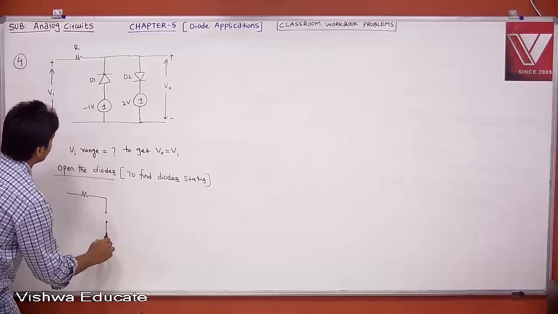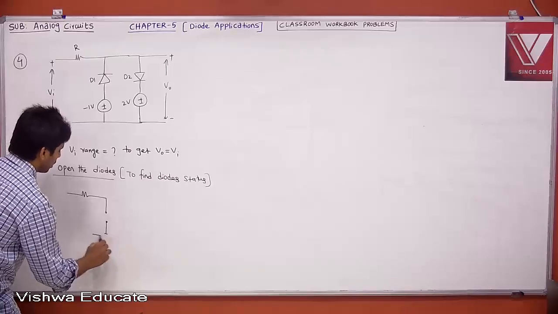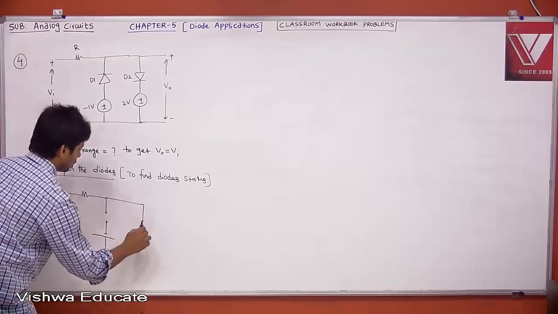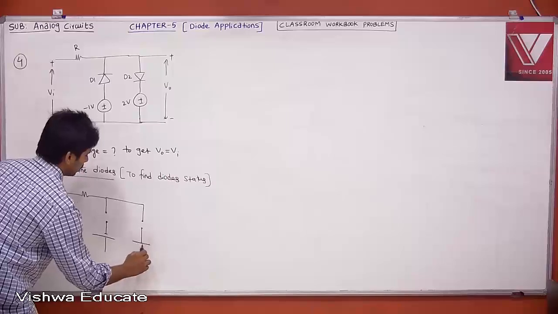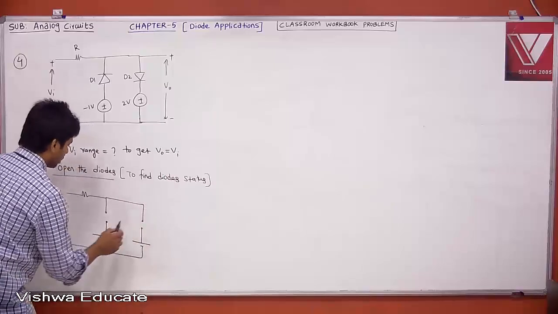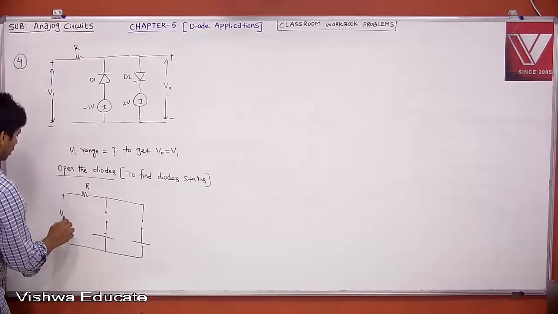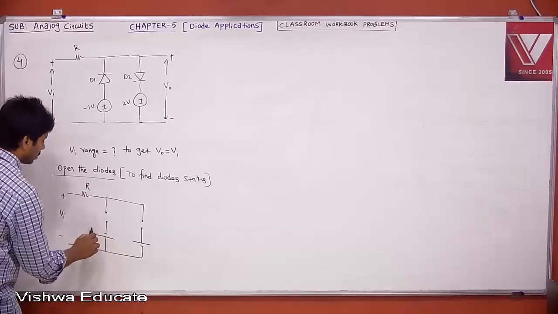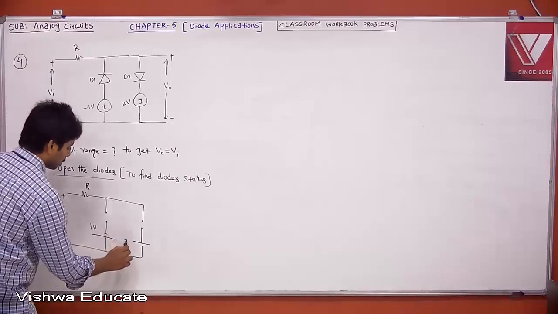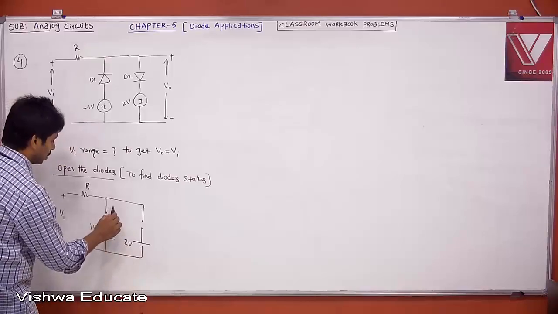This is open, but let me say this is minus 1 volt. Similarly, this is also open. This is plus 2, I'm just modifying it. Now this is your R, this is your Vi, this is your 1 volt, and this is 2 volt. But bring back your diode.